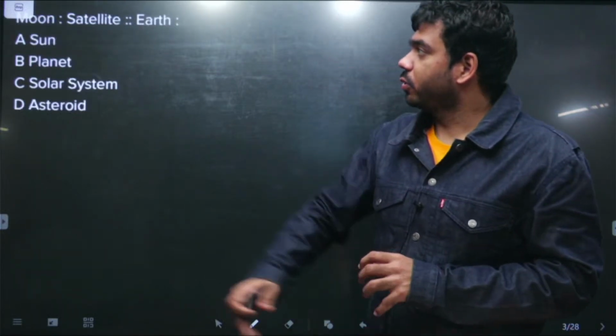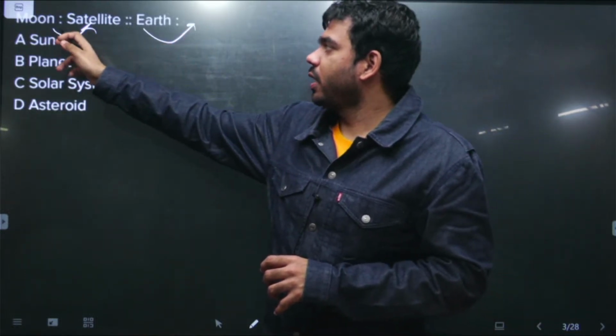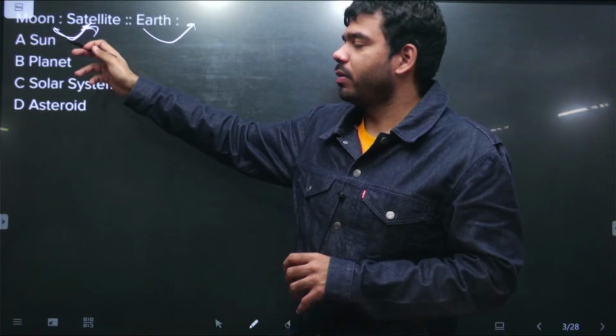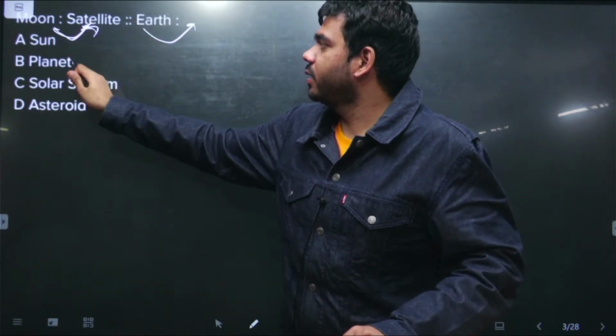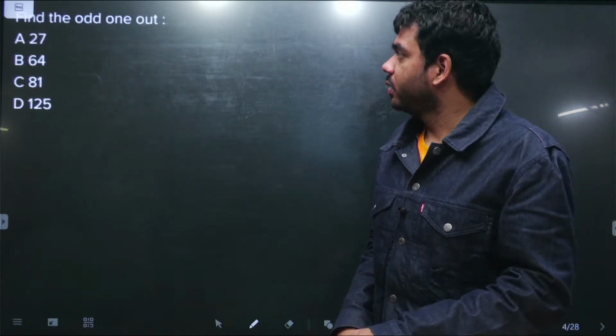So this is the next question. If moon is to satellite, then earth is to what? Moon is to satellite means the moon is a type of a satellite and earth is a type of planet. So here option number B is correct. And this is the next question.